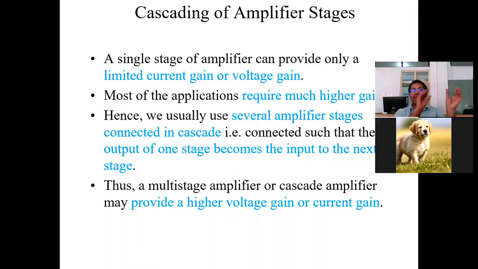Okay, suppose you have n stages of amplifier. The output of one stage will act as input to the next stage. That is cascade connection. Okay, what for? To get higher voltage gain or current gain.